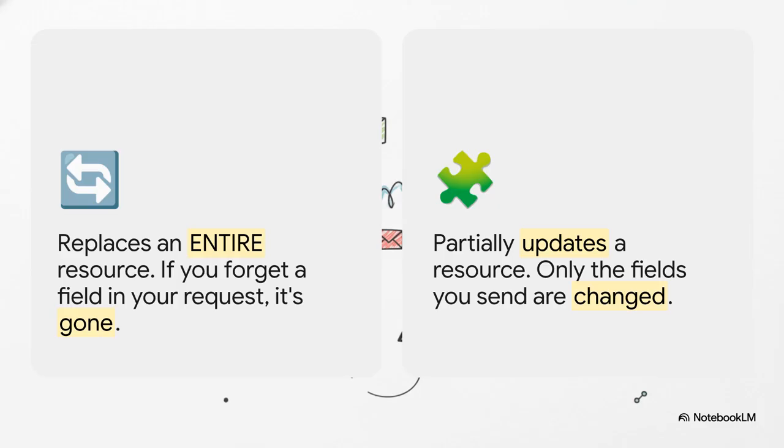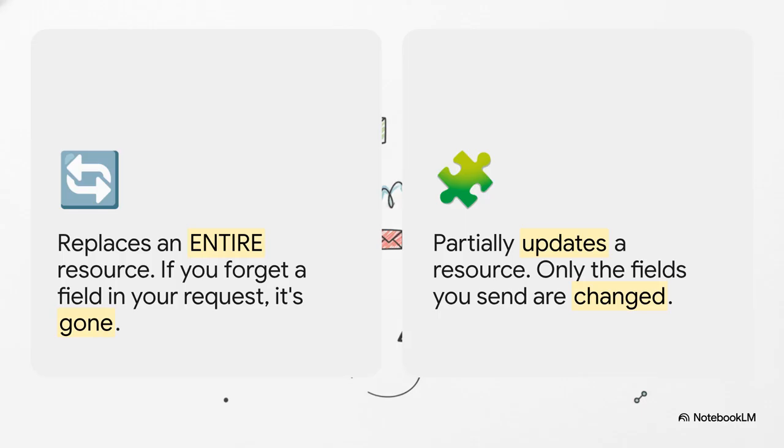A put request replaces the entire order. So if your original order was a burger and fries, and you send a put request for just a soda, you will end up with only a soda. The burger and fries are gone. A patch request, on the other hand, just updates a piece of it. It says keep the burger and fries, but just add a soda to the order.